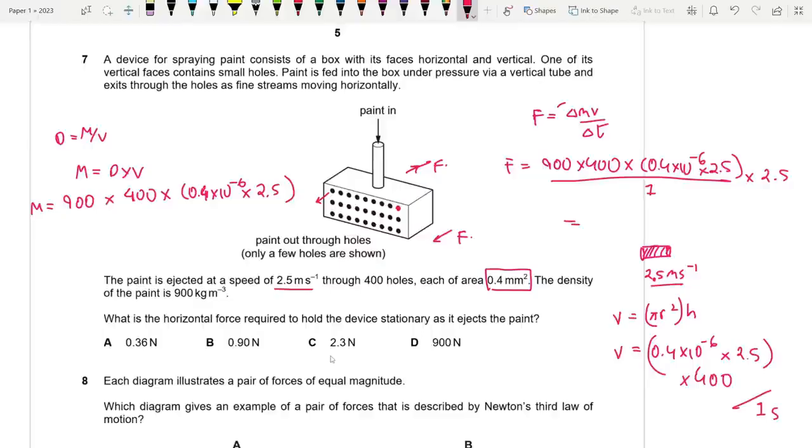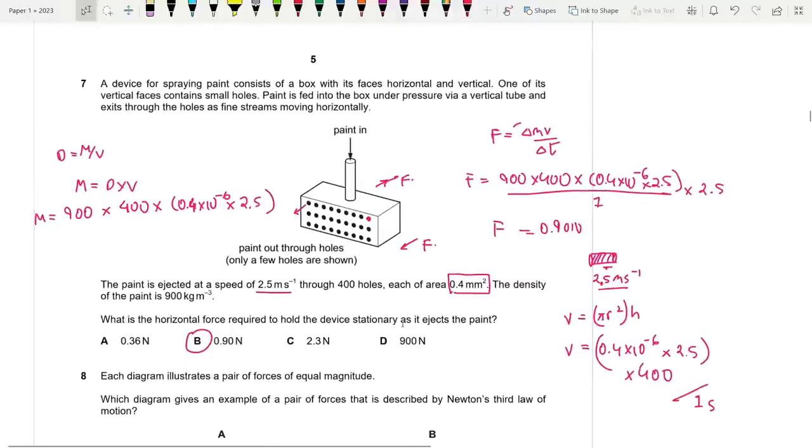So let's try doing this. 900 times 400 times 0.4 into 10 to the power minus 6 into 2.5. That 2.5 is due to the height, because the liquid is being ejected at 2.5 meters per second, and the one later is for the formula of momentum. Okay, so answer into 2.5 again, which gives us a value of, wait, let me calculate, 0.9 newtons. And yeah, that matches with B. That is the answer in the mark scheme. Okay, that's good. So yeah, pretty complicated sum. This has appeared in the past, but it's pretty hard for a candidate doing it the first time.